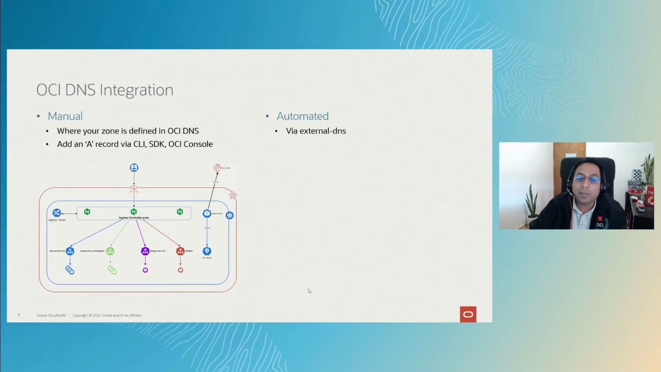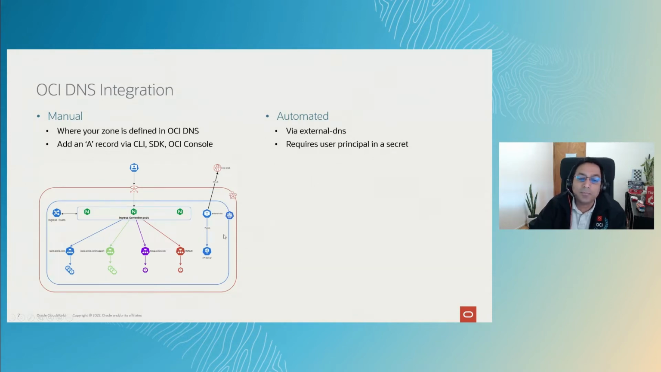External DNS is a Kubernetes sub-level project, and it allows the integration between Kubernetes and DNS providers. The way it works is that when you create your ingresses and you set ingress rules, External DNS detects these, and then it basically updates your preferred DNS provider. In this case, OCI DNS.